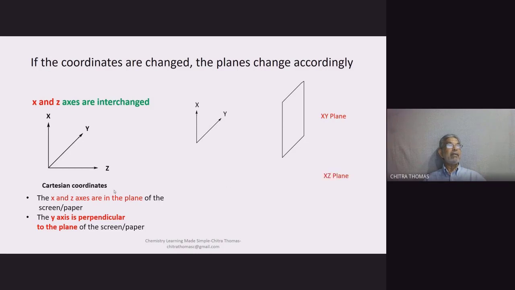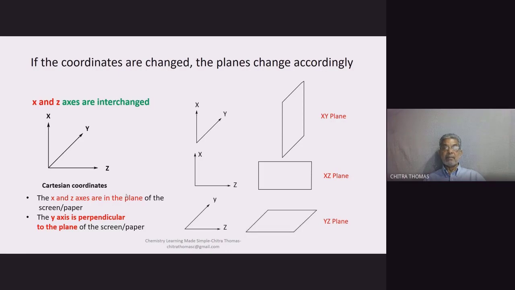Then the XZ plane. This is XZ, this is the YZ. You don't remember any of these diagrams. The only thing you will be remembering is that you draw the axes with reference to the Cartesian coordinate system, then complete the parallelogram. Then depending on the situation, you can draw the planes yourself.